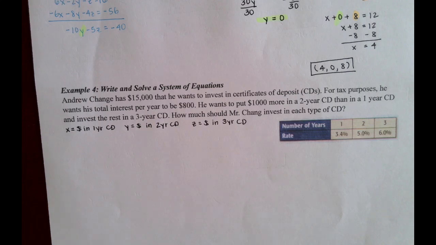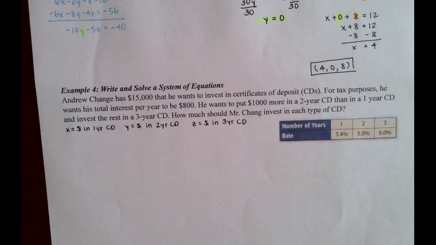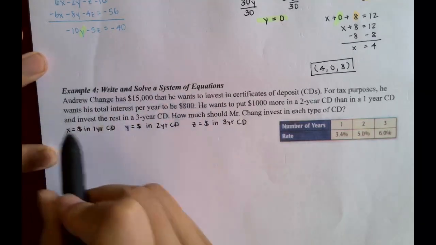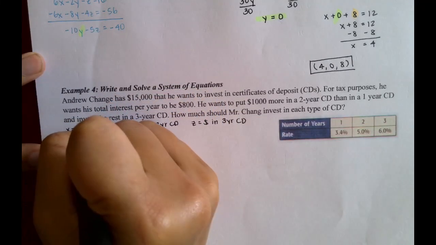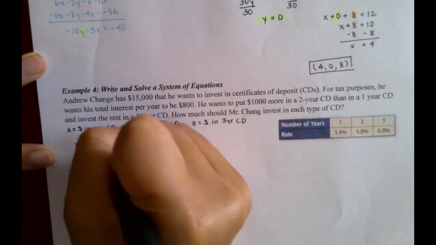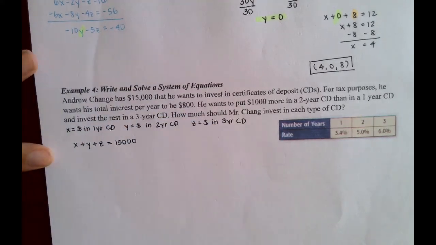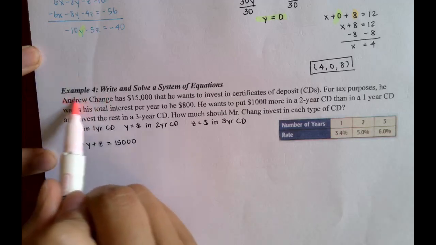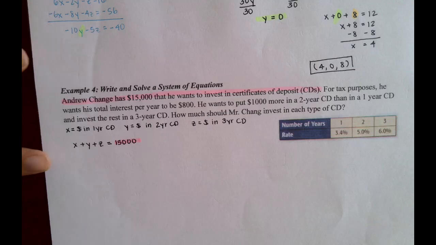So we know that he has $15,000 to invest. And so that means the total amount of each of them should equal 15,000. So that means x plus y plus z should equal 15,000. I'm going to use my highlighting. So that's where this comes in.